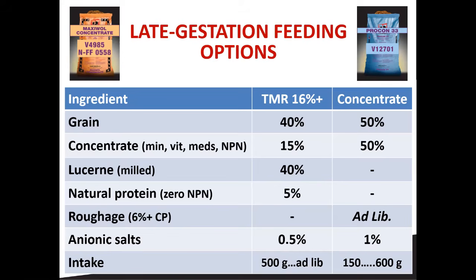There's a concentrate that supplies all your minerals, your vitamins, your NPN sources such as urea. You've got a roughage component. Usually we want to feed a high quality roughage during this stage, such as lucerne. And then you've got your natural protein, such as a soybean oil cake or cottonseed oil cake, with a 5% inclusion. I've added the anionic salts there, 0.5%.